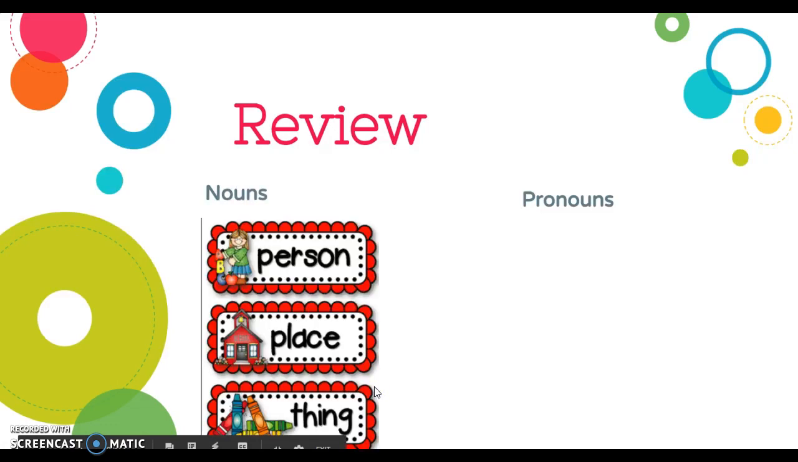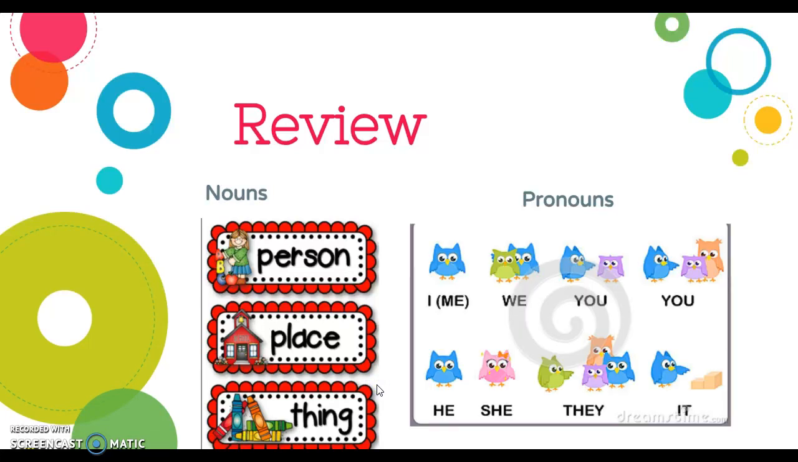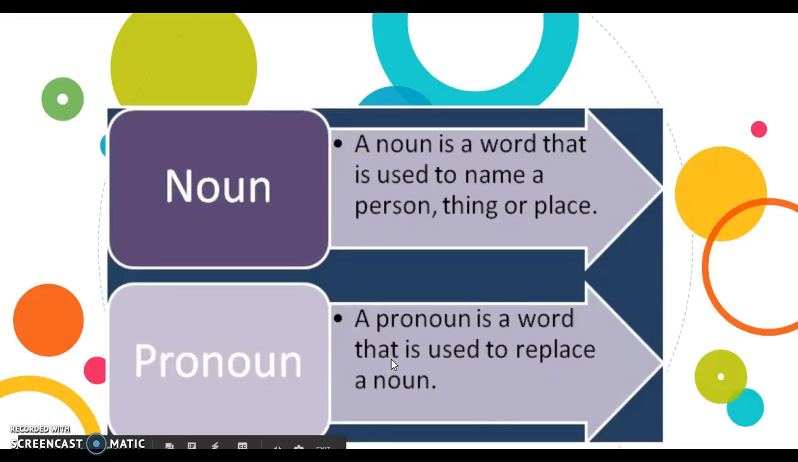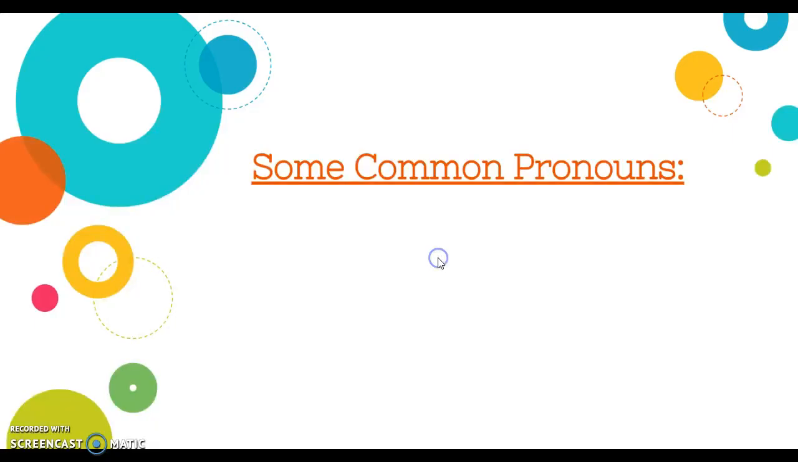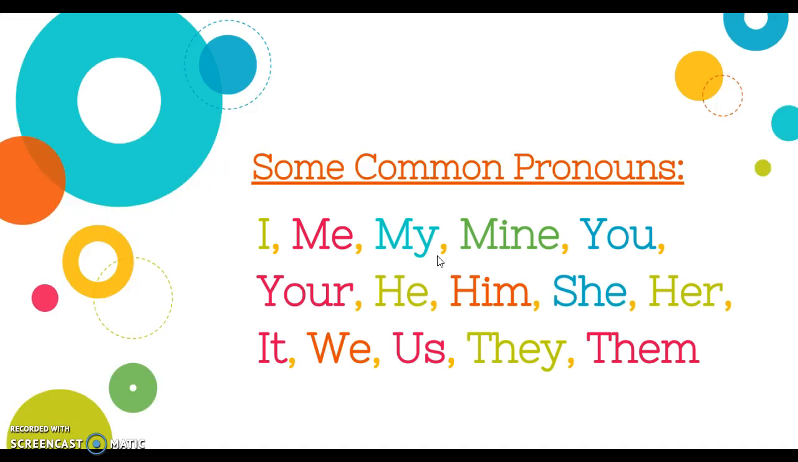So we want to review again. A noun is a person, place, or thing. And pronouns are words we use to replace our nouns, such as he, she, they, it, me, you, we, and I. Here are our definitions for noun and pronoun again. You might want to write this down. It could be something you'd see on a future test. And then I have some more common pronouns. Another thing we might want to jot down that might be on a future test.